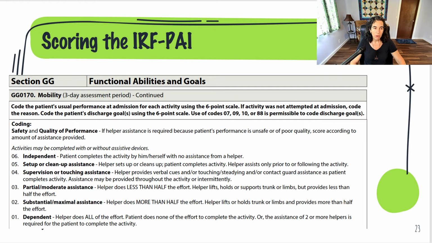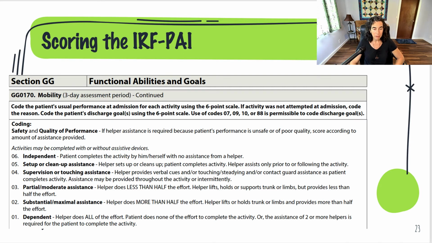Let's see, what do I want to say about this? We're going to code for safety and quality of performance. So if there was a helper assisting and required to assist because the patient couldn't perform in a safe and good quality way, we're going to score according to the level of assist that was provided. And they include, just like the scores from 1 to 7 on the FIM, right? Only this scale, this instrument has 6.